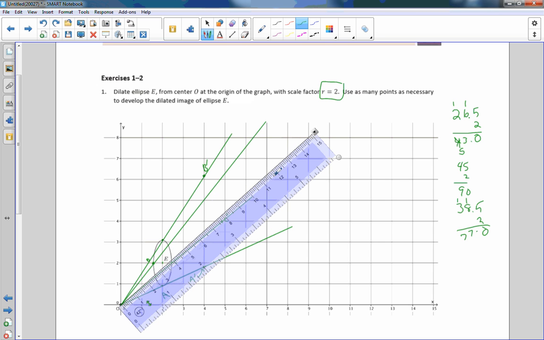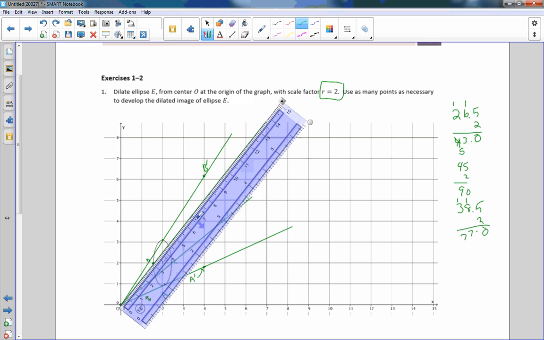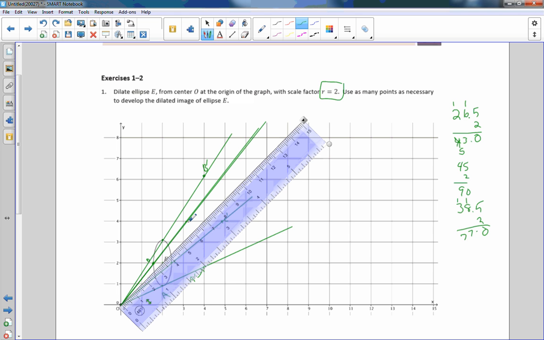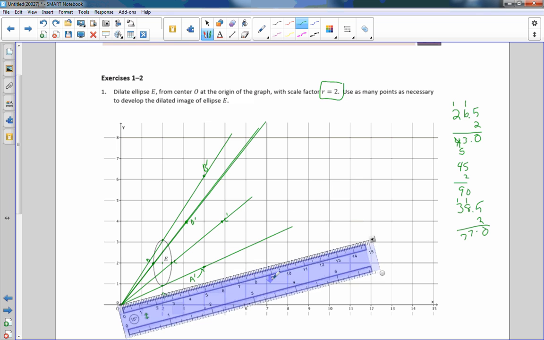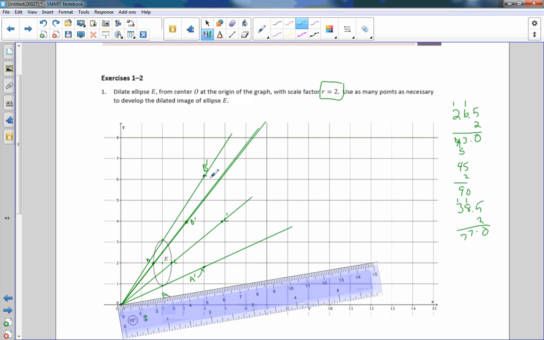And I draw that there, and D prime is a measure of 3.1 millimeters, so I want to go out to 6.2, which is here on this line here. So 6.2 is right about here. Okay, and that is going to be D prime. So as you can see now, I have an ellipse coming down around like this, okay? And again, I don't have enough points yet, so it's hard to draw it.